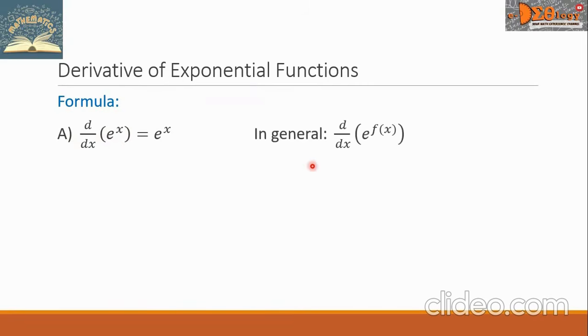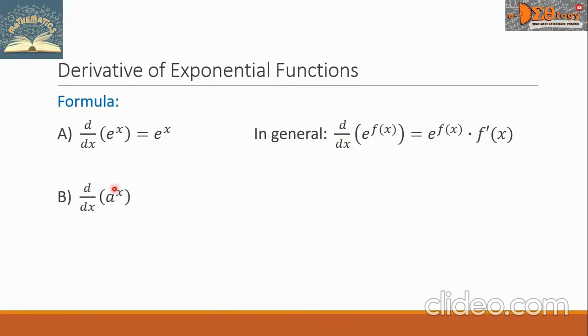In general, when we have d over dx of e raised to an exponent which is a function of x, the derivative is equal to e raised to f of x times f prime of x.